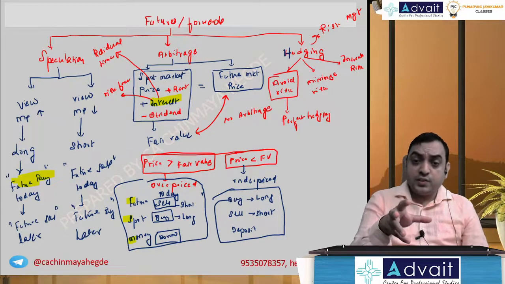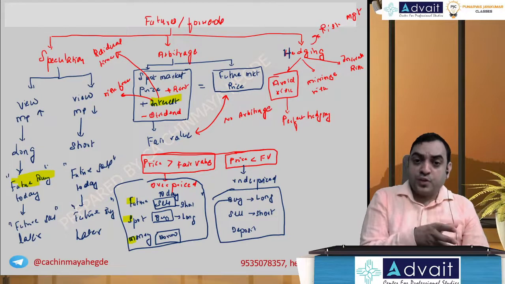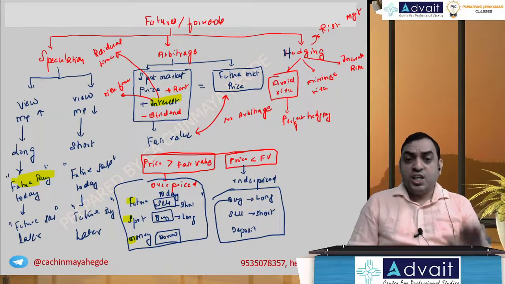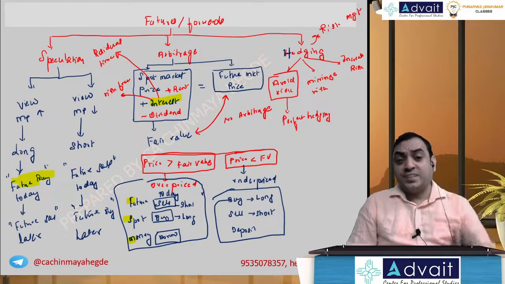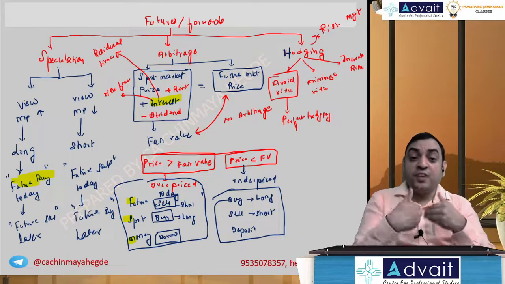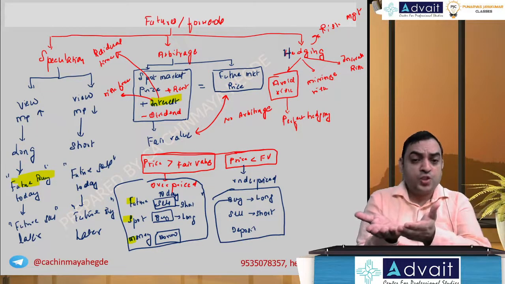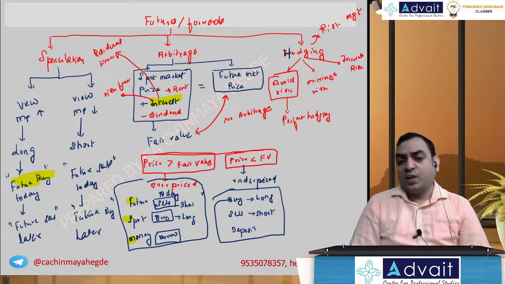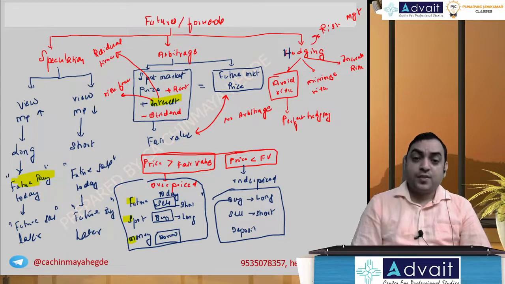Now these instruments can be used for speculation, for arbitrage, and for hedging purposes. Speculation means our profit or loss is uncertain. Based on my view, I take a long position or short position. If my view goes right, I make a profit. Otherwise, I make a loss. That is speculation.